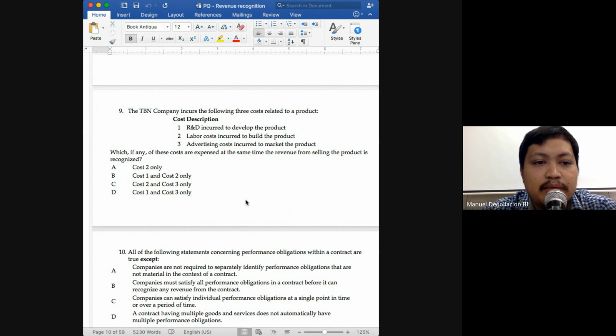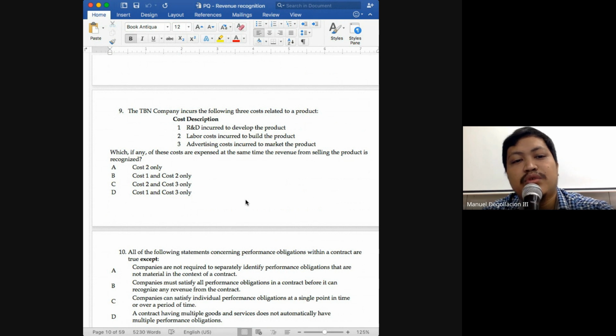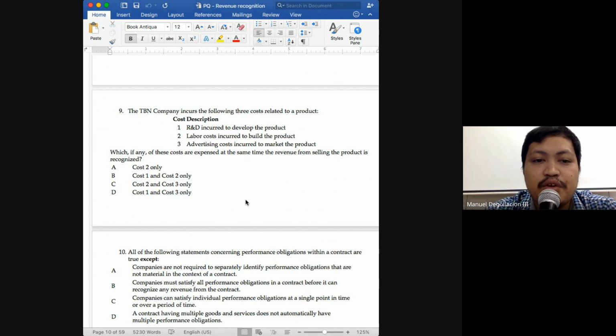Okay, cost number 1, R&D incurred to develop the product. This would not await the recognition of revenue from the product class, because again, what was the rule for research and development cost class? This would be expensed outright. So even without any revenue yet, this would already be expensed. Okay, so this would not be expensed at the same time the revenue from selling the product is recognized.